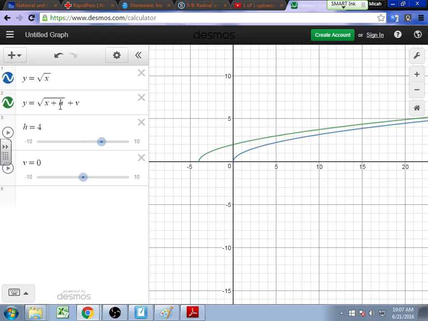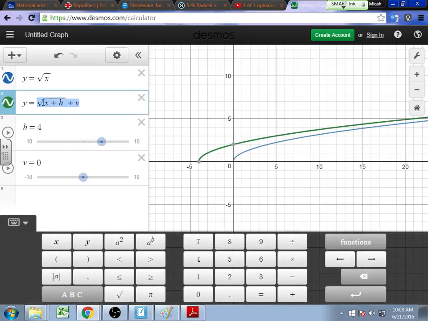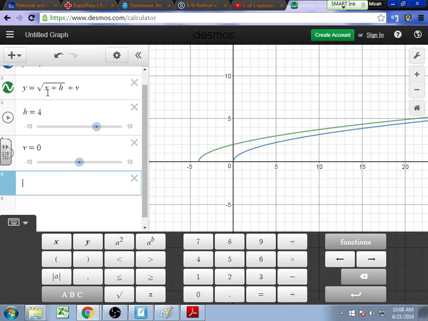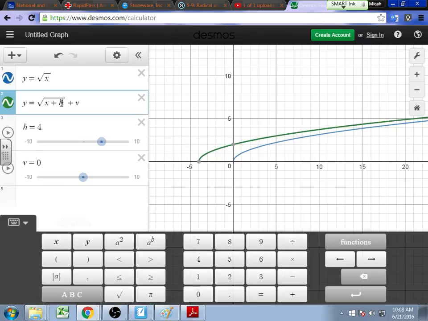Anytime you add or subtract a value inside the parent function, which radical x is your parent function, so it's inside the radical, that would be a horizontal shift. Anytime you add or subtract something outside the function, that's going to be a vertical shift. So I would maybe write this on your paper, the radical x plus h, then plus v, because h shows you this is horizontal changes, v shows you that's vertical changes.